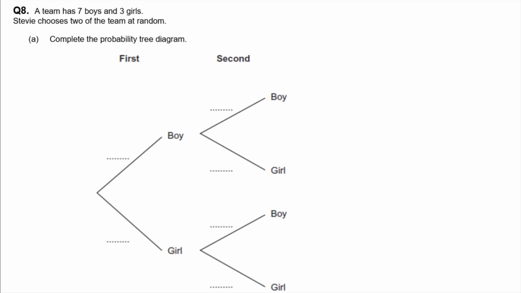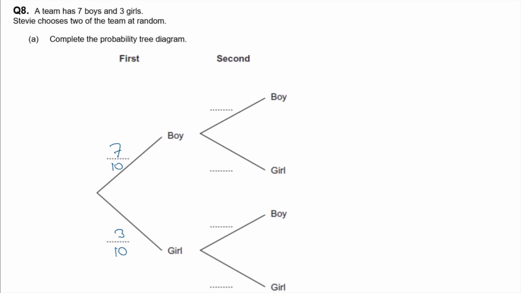Okay. Question A. A team has 7 boys and 3 girls. Steve chooses 2 of the team at random. Complete the probability tree. Okay, now this is slightly different from the last couple. This is dependent probability. I'll kind of explain as I go through. So for the first selection, I've got 7 boys out of a total of 7 plus 3, which is 10 altogether then, isn't it? So the probability of picking a boy is going to be 7 out of 10. Okay, which means you've got a 3 in 10 chance of picking a girl.